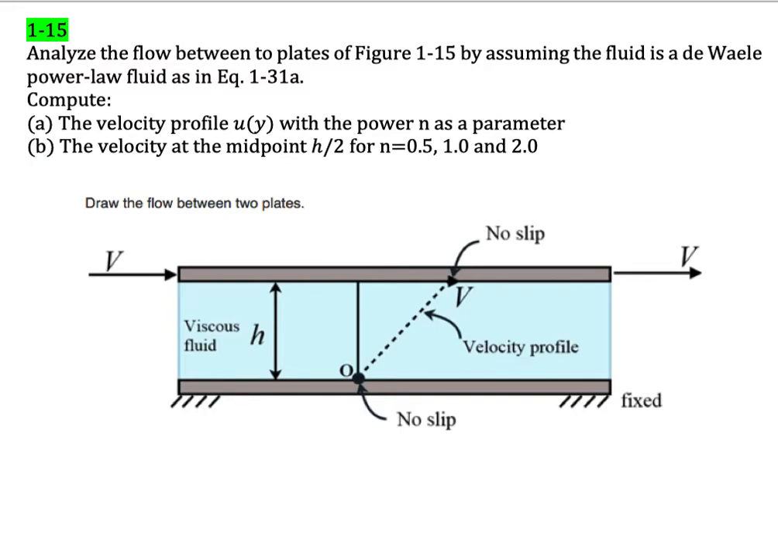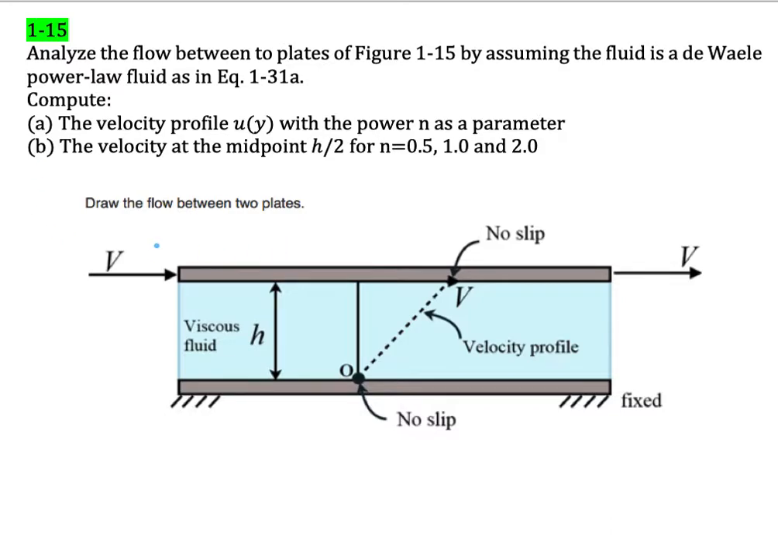Okay, this is question number 15. Analyze the flow between the plates of figure 1.15 by assuming the fluid is a de Waele power law fluid as in equation 1.31a. Compute the velocity profile u with the power n as a parameter, and the velocity at the midpoint h over 2 for n equals 0.5, n equals 1.0, and n equals 2.0.